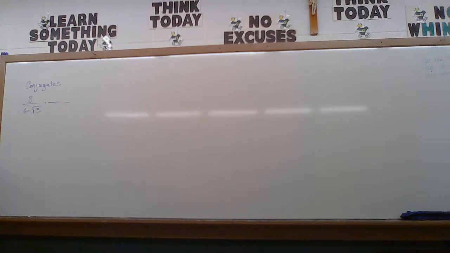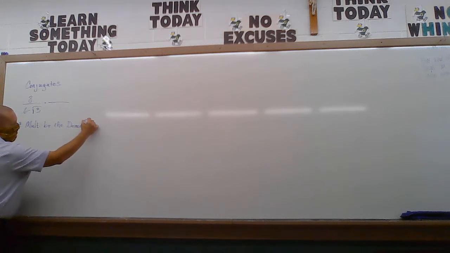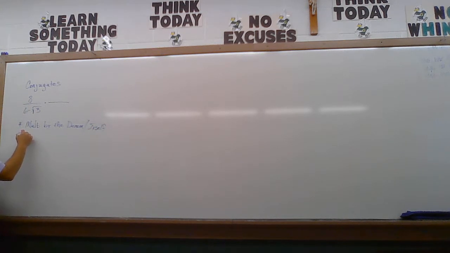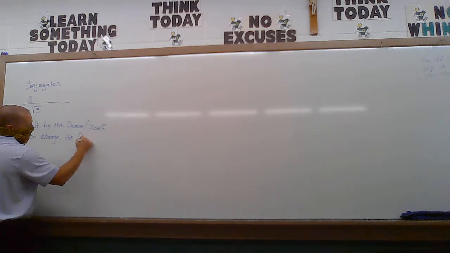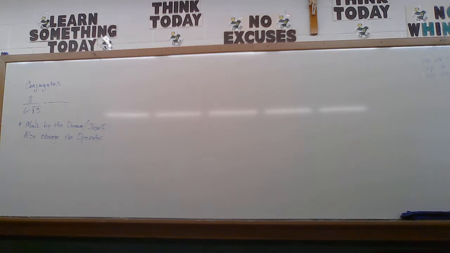The only difference here is this. So we're still going to multiply by the denominator over itself. But you also change the operator. What's the operator again? The operator is that sign inside my quantity. So I'm going to change it. If it's minus, I'm going to turn it into addition. If it's addition, I'm going to turn it into subtraction.